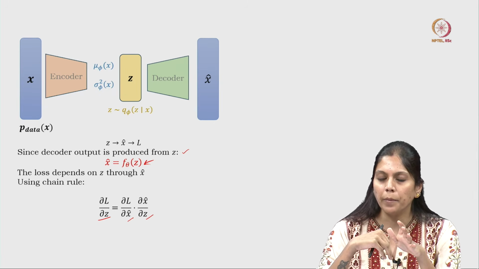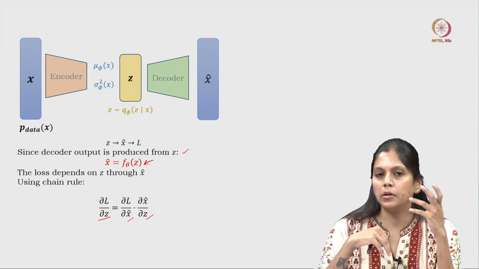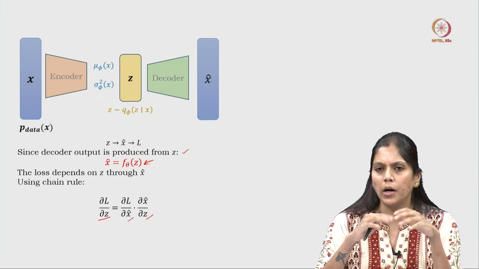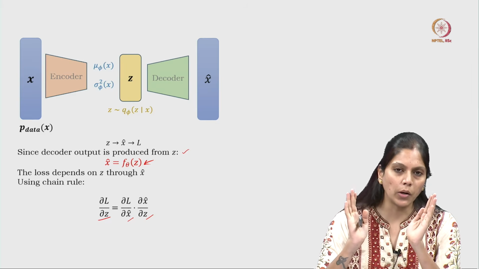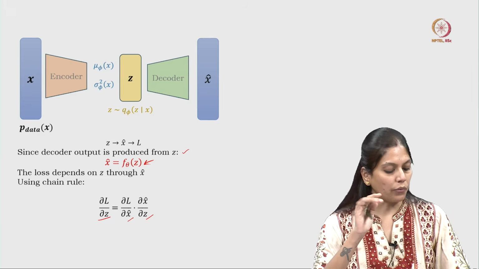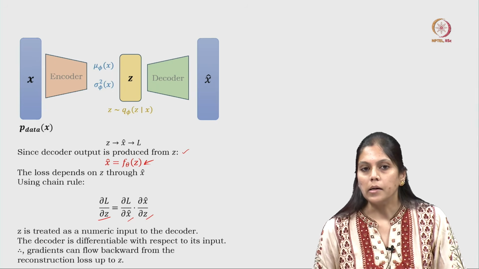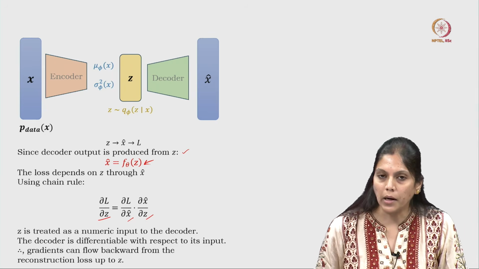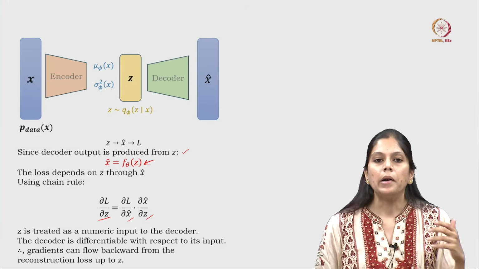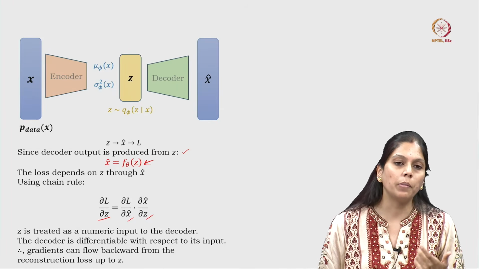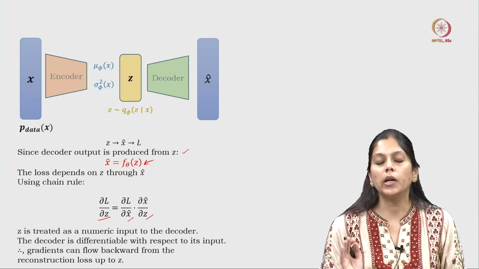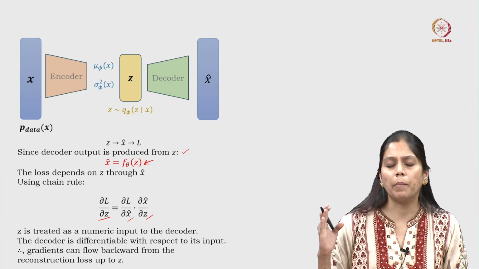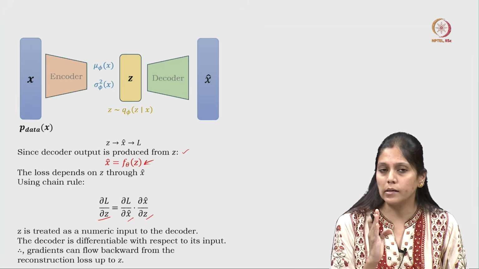Is it not a vector? From our sessions, all the sessions, we have understood that Z is sampled. Once you sample, it is just one numerical number. So definitely that is what is written here. Since Z is treated as a numerical input to the decoder, definitely the decoder is differentiable with respect to its input. Therefore, we have successfully reached the gradients back from reconstruction till this Z.